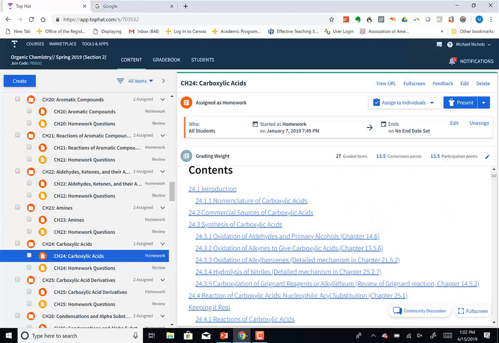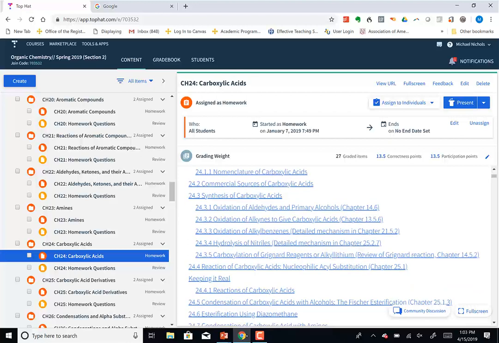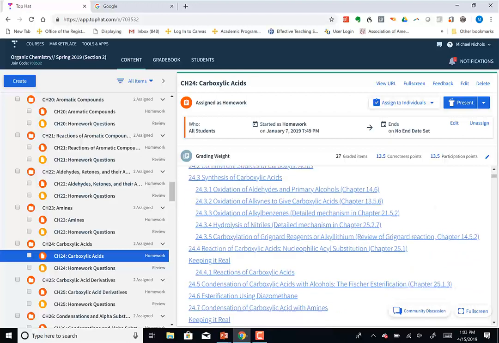in Top Hat. Now I updated the website and I did put the problems that were due today from the ketone aldehydes chapter. There's only 4 problems for amines to do. So once you're done with those, which are due next week before the exam, you could probably start on these ones because we're getting close to the end. So you can read through the nomenclature, how to name them, and commercial sources.